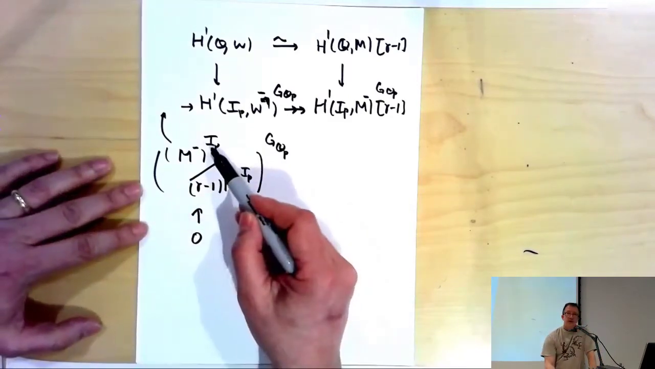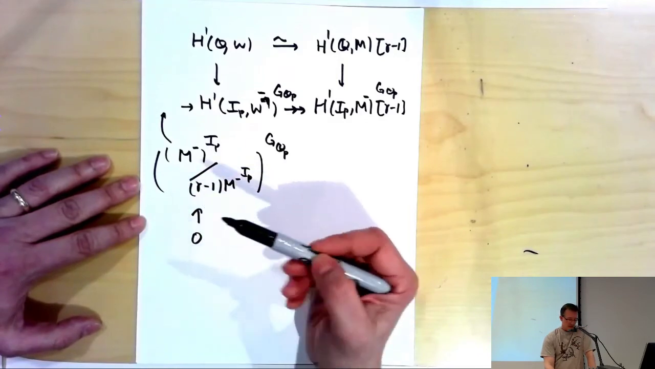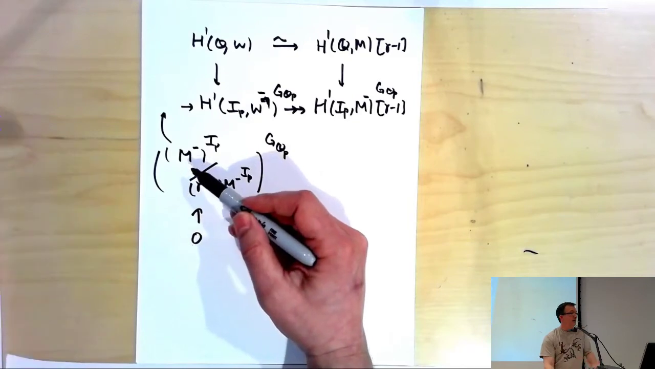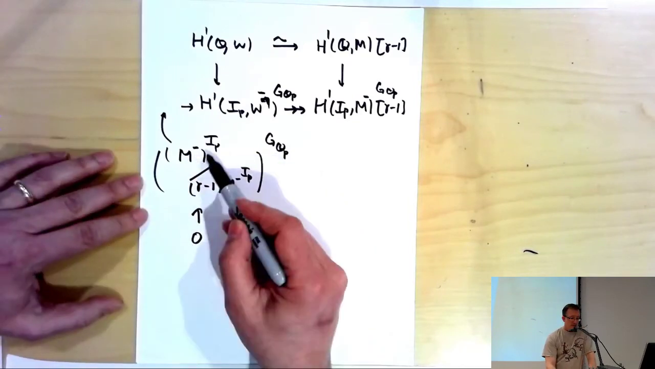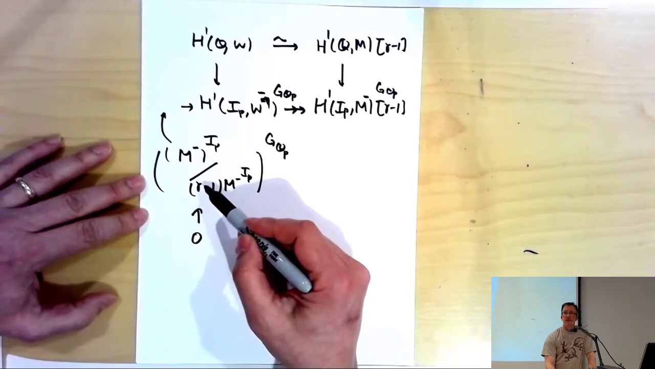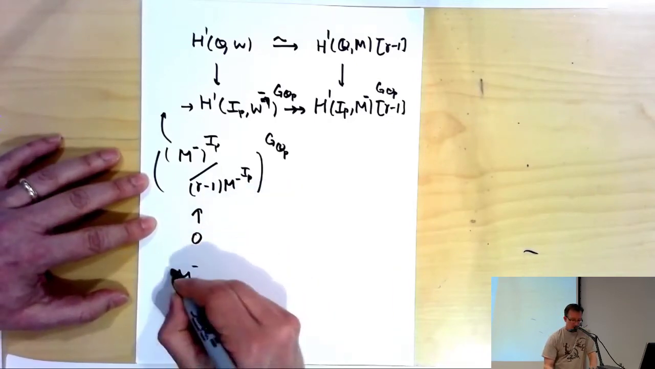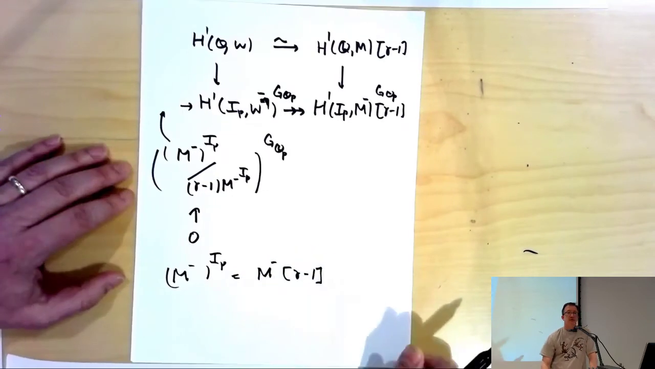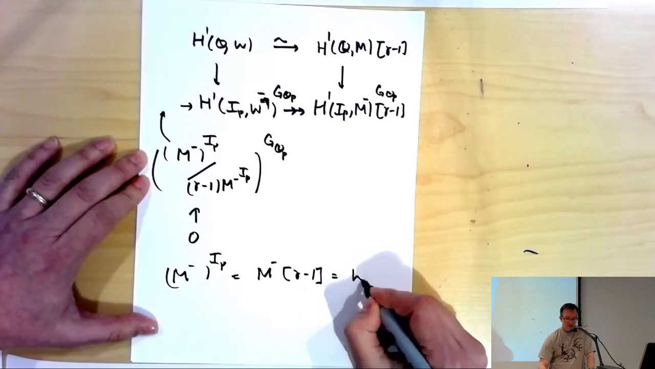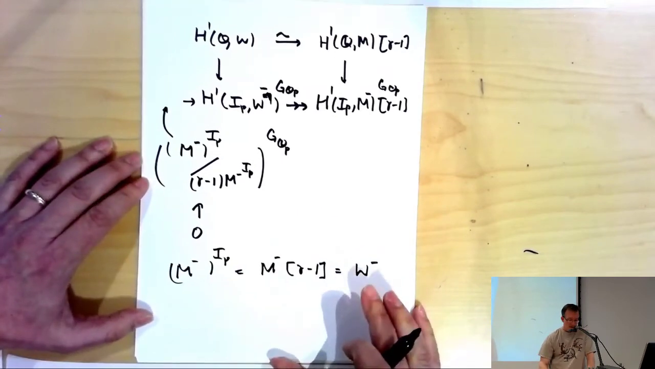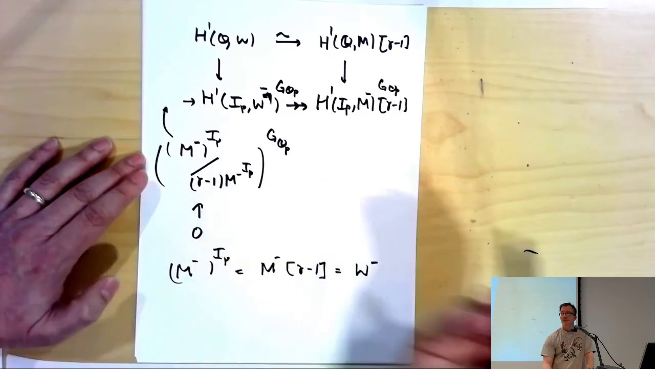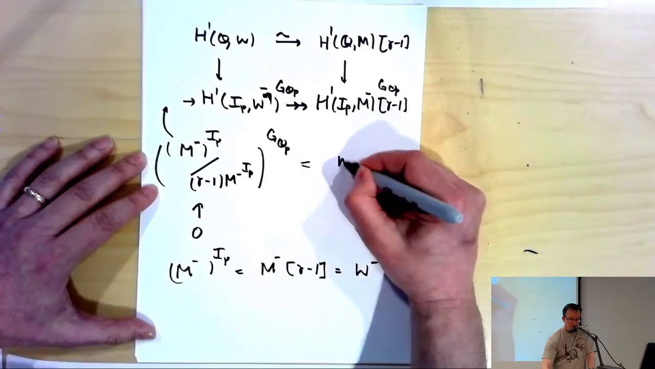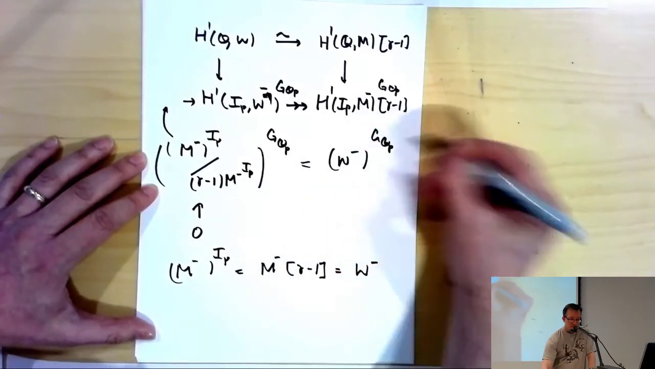So the inertia group is actually acting trivially on W minus. How does it act on M minus? It's just acting through the canonical character. And so the fixed part of the inertia is exactly where gamma is acting trivially. So M minus fixed by I_p is just M minus where gamma is acting trivially, which was in fact just W minus. Gamma minus 1 is acting trivially on that, so multiplying by gamma minus 1 does nothing. So this is actually identified with W minus fixed by G_{Q_p}.